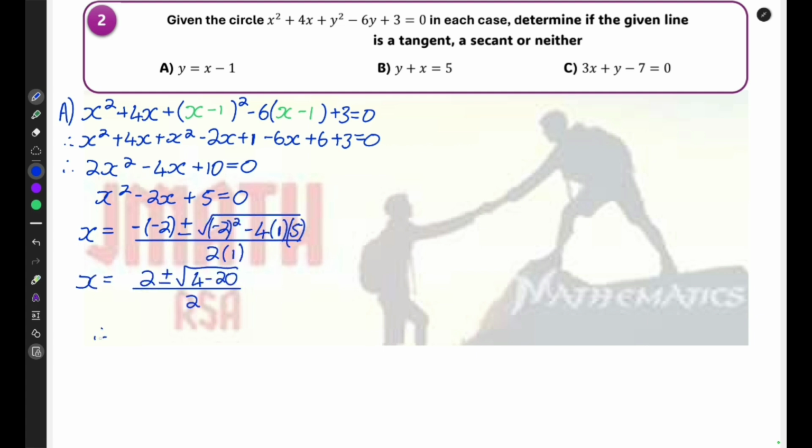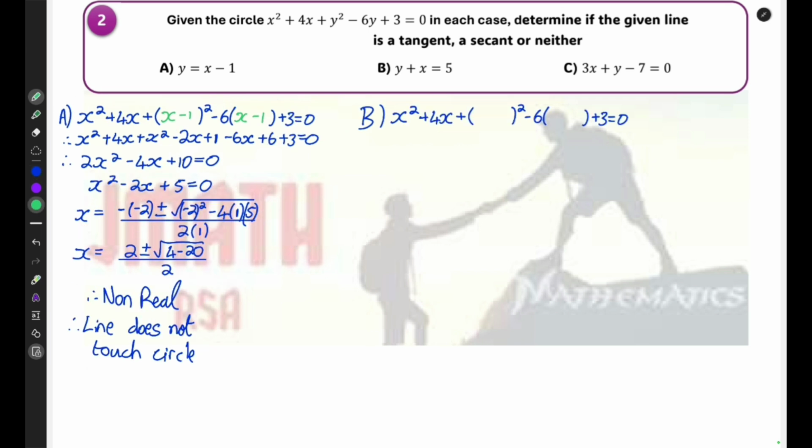It is now clear that under the square root, I'm going to have a minus 16. So therefore I can say non-real, and therefore the line does not touch the circle. So that's what we mean if we say there is no point of contact between the circle and the line, then the root would be negative in the quadratic formula, and therefore I can just say this is not a tangent or a secant. It's just a random line next to a circle.